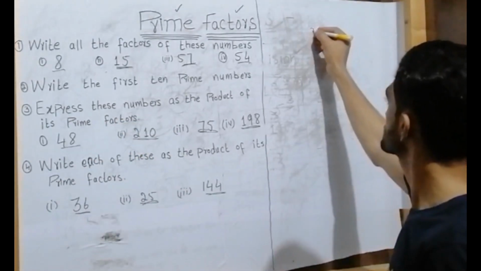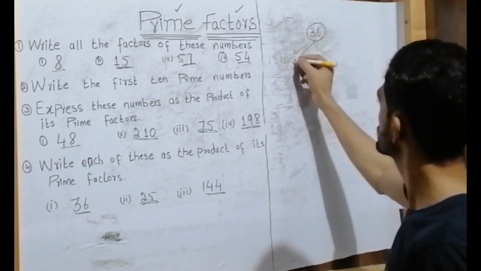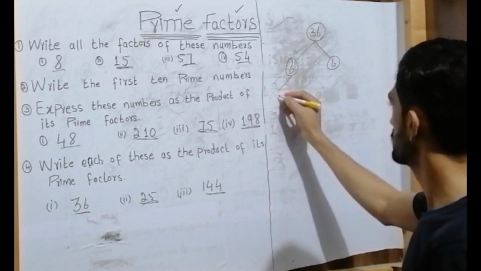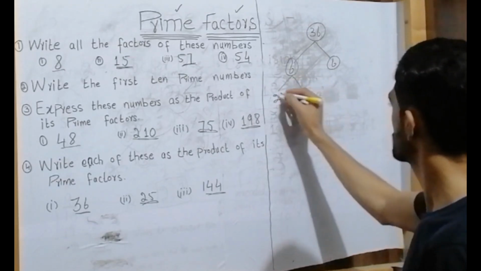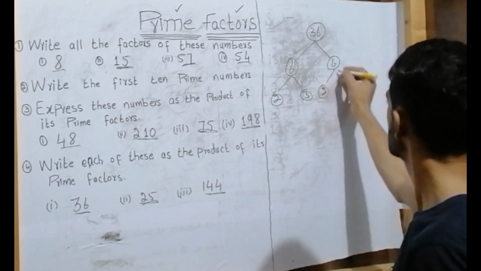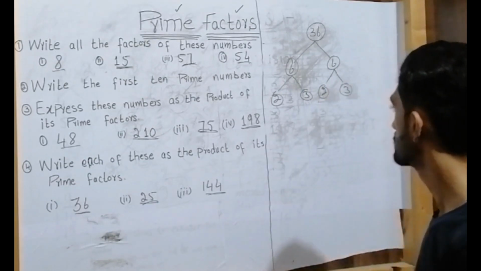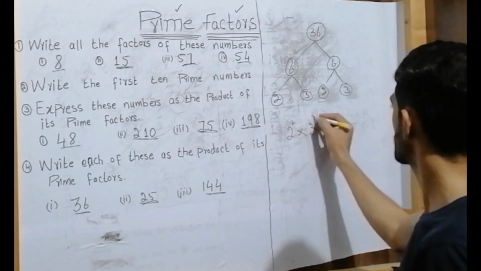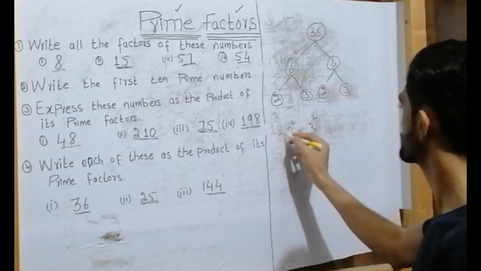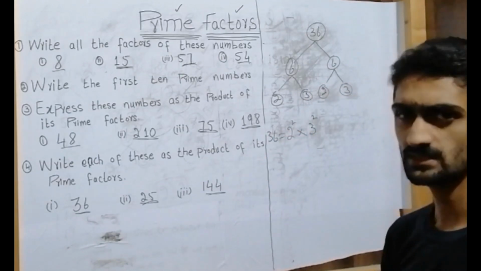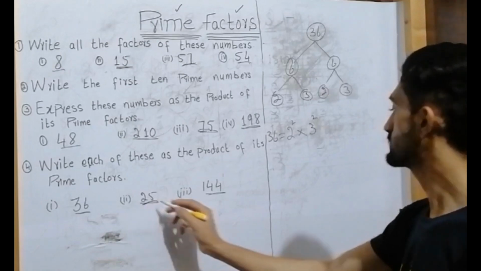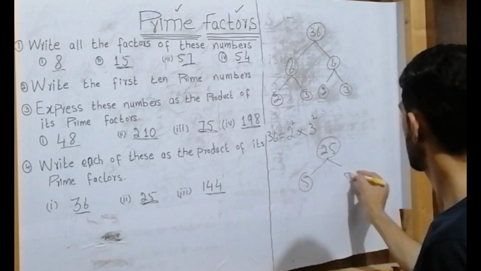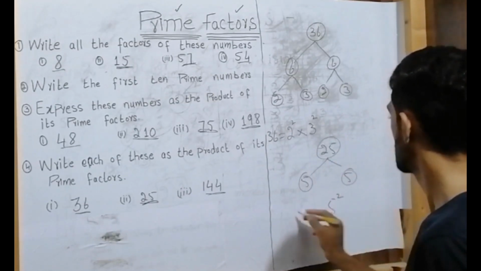So we have 36. So isn't it equal to 6 times 6? 6 times 6 is 36. Now 2 3s are 6, and similarly 2 3s are 6. So can I write it like this: 2 to the power 2 multiply with 3 to the power 2, and it will be equal to 36. You can calculate it. So it's the easy way, I think. Similarly 25. So if I write 25, 25 is equal to 5 into 5, 5 squared, 25.